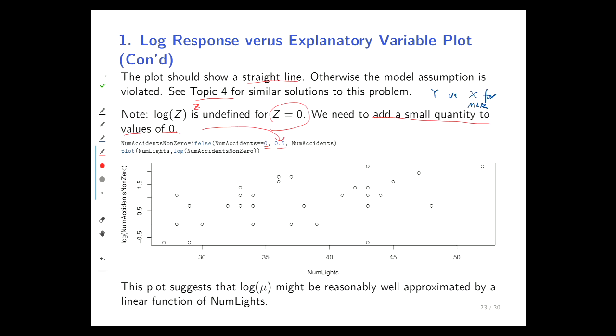Otherwise, we have the exact same value. So by using this if-else function, we can define a new number of accidents without any zeros. Basically, we only replace those 0 elements with 0.5, a very small quantity. And then we just plot the log of the number of the car accidents versus the number of lights. And this is our log response versus experimental variable plot.